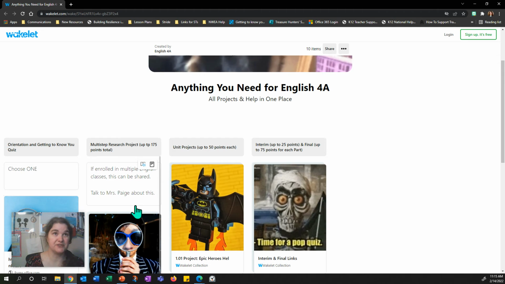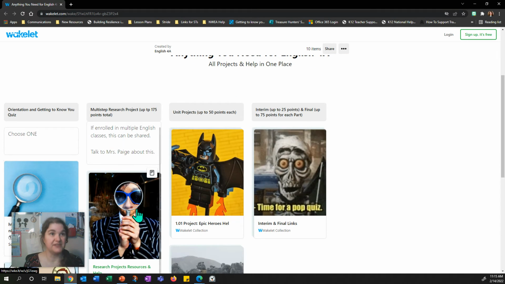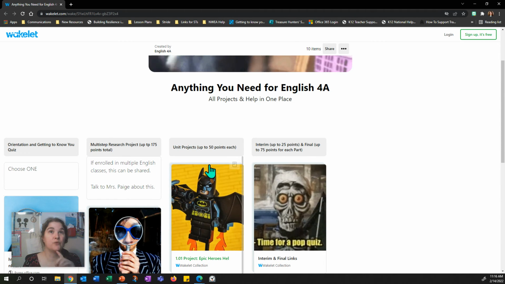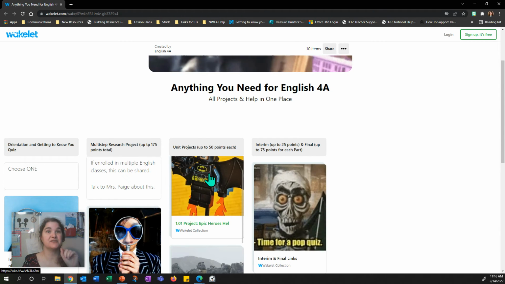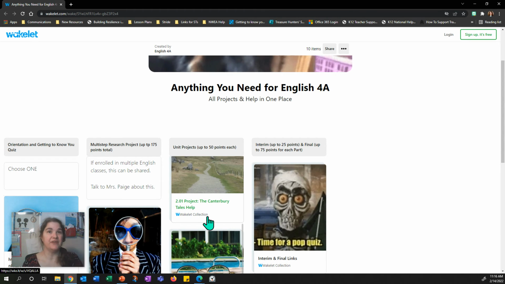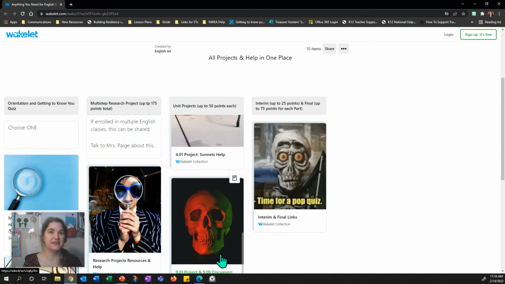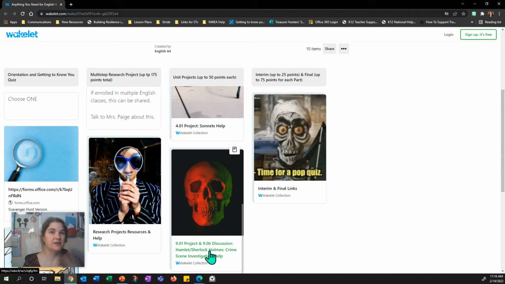The multi-step research project would be a piece of it, because you may want to learn about the different steps that need to be taken so you can review over and make sure it's good to go. But this stands in as that full project whenever you submit it. For each of the unit projects, there's one for each of them as well. So 1.01, talk about those epic heroes, right? We've got 2.01, which is about the Canterbury Tales, 4.01 about the sonnets, and then 9.01, which is either Hamlet or Sherlock Holmes.